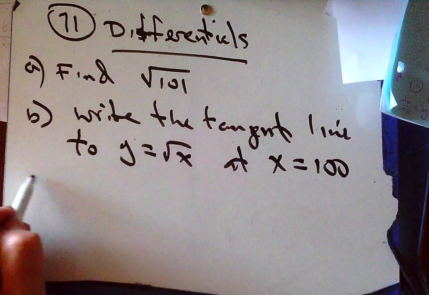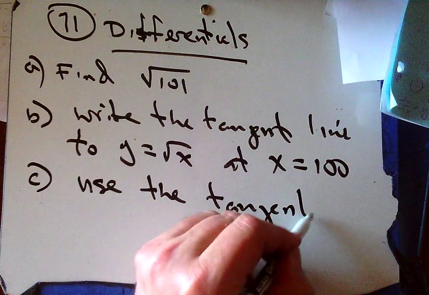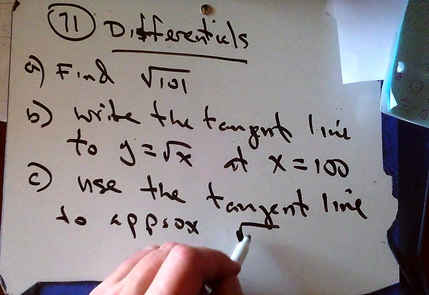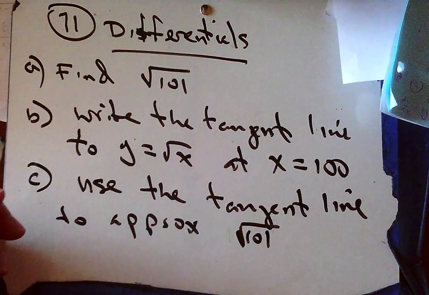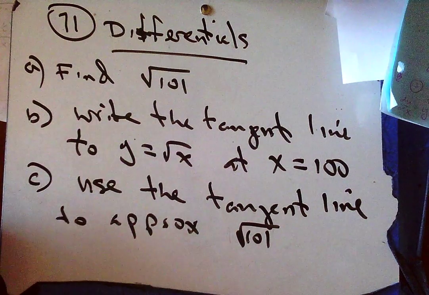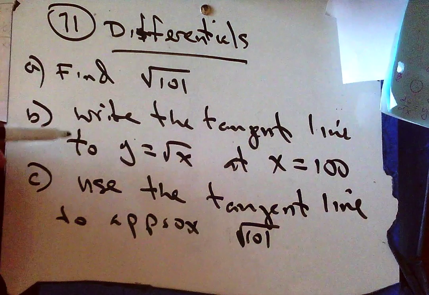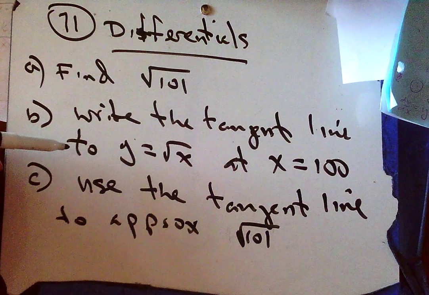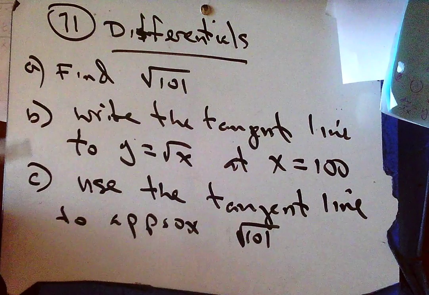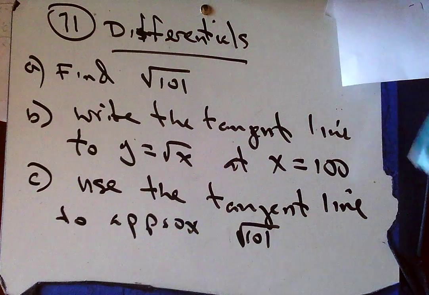And then I want you to use the tangent line to approximate the square root of 101. Okay. That's what I think I'd like to work on first. So take a few minutes, this you can do on your calculator. I think that's fabulous. You know how to write the equation of a tangent line, and then use that tangent line to get a value. Okay. Why don't you give that a go? Come back when you're done. I'll see you in a few minutes.